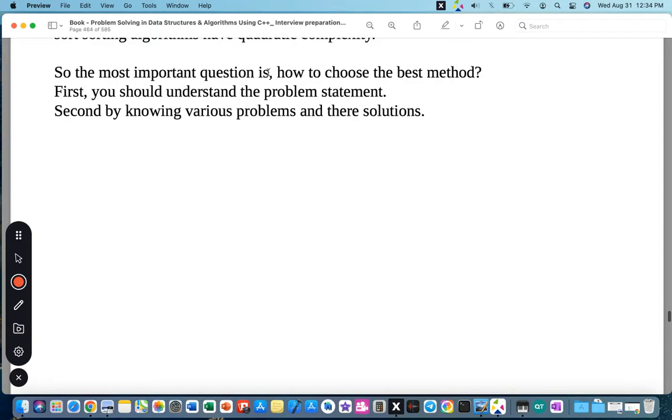So the most important question is how to choose the best method. First, you should understand the problem statement. Second, by knowing various problems and their solutions.